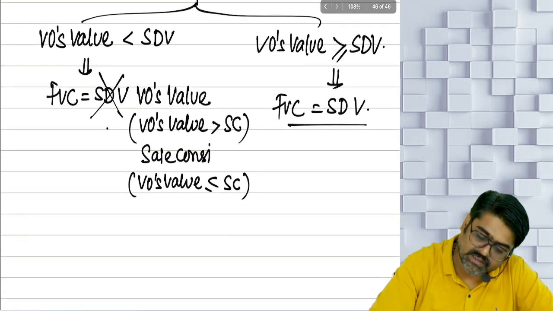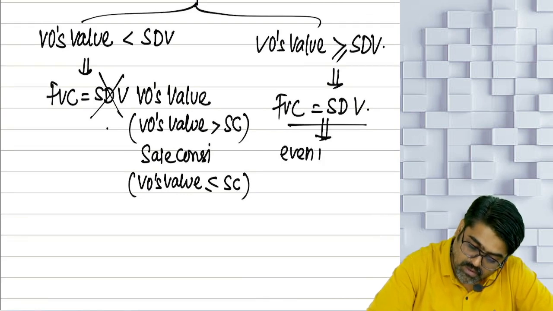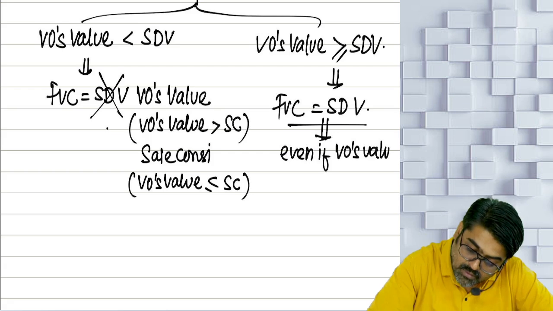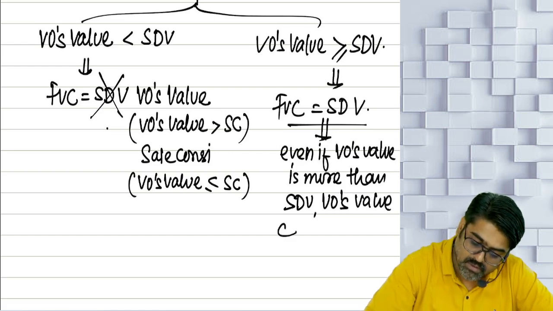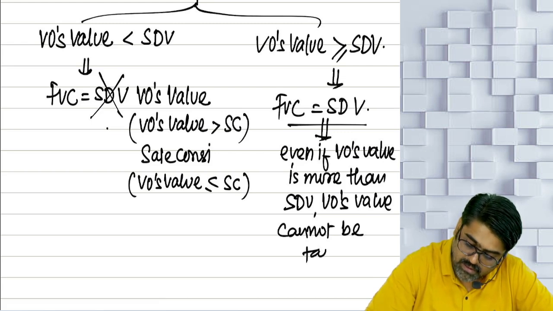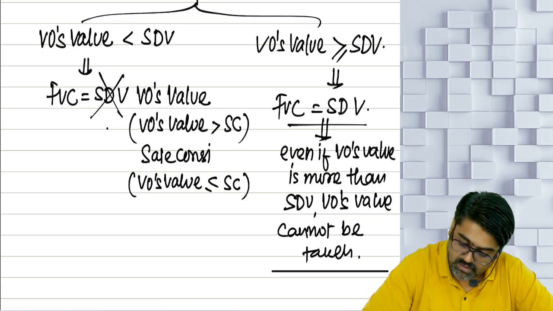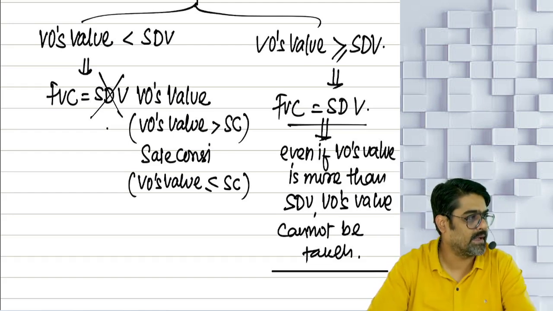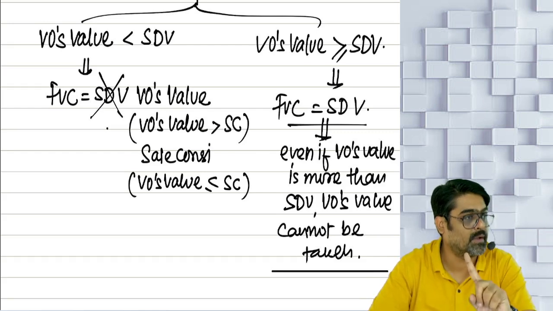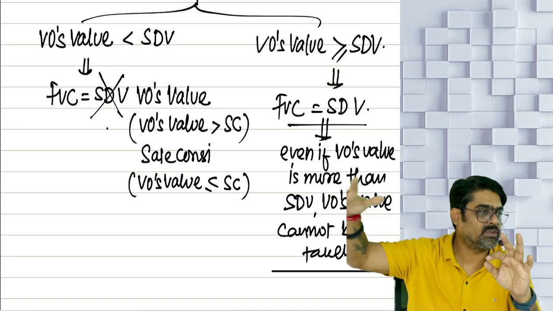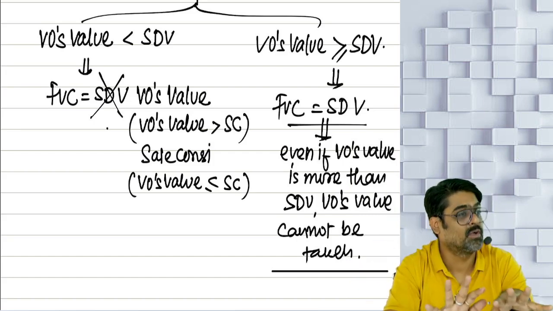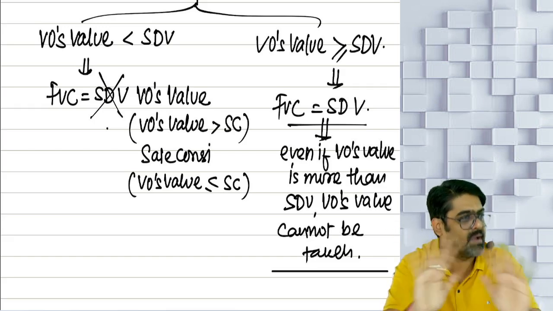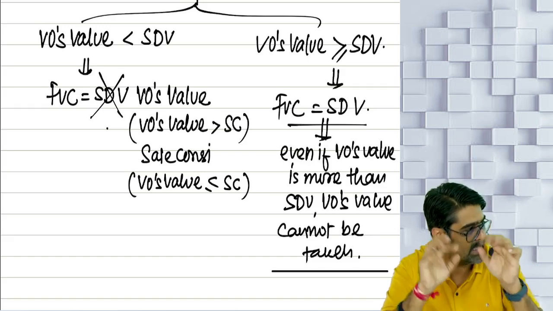Understanding? So, full value of consideration will be stamp duty value even if VO's value is more than stamp duty value, comma, VO's value cannot be taken because 50C allows only stamp duty value to be taken as full value of consideration. No amount more than stamp duty value. Because if you want to charge that higher amount, there has to be some provision in the law which allows you to take that higher value. Provision is 50C, which tells you to take a maximum amount of stamp duty value, and if any higher amount is there, that higher amount cannot be taken as per 50C.